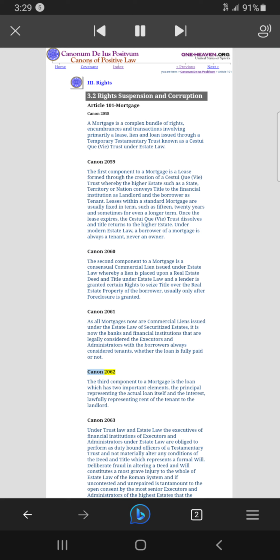Canon 2062. The third component to a mortgage is the loan, which has two important elements, the principal representing the actual loan itself and the interest, lawfully representing rent of the tenant to the landlord.